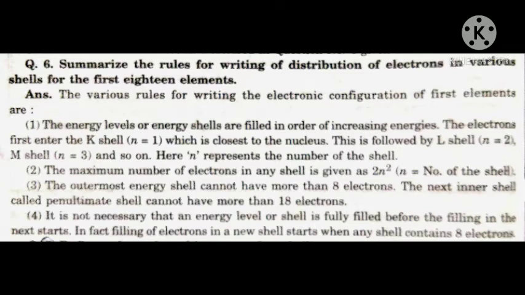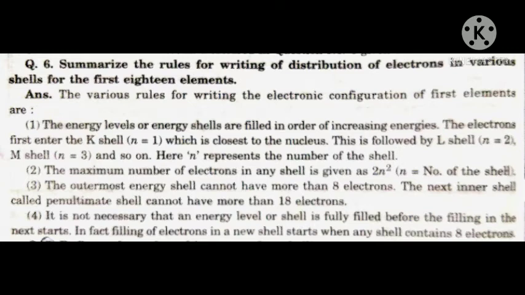Here, n represents the number of shell. Second point, the maximum number of electrons in any shell is given as 2n squared, n equal to number of the shell. The outermost energy shell cannot have more than 8 electrons. The next inner shell, called penultimate shell, cannot have more than 18 electrons.